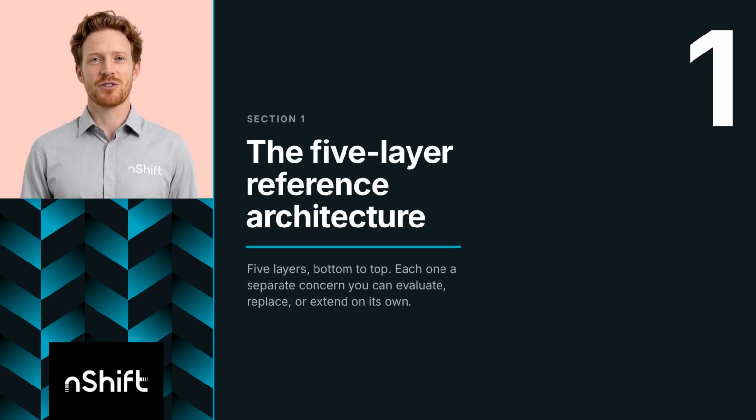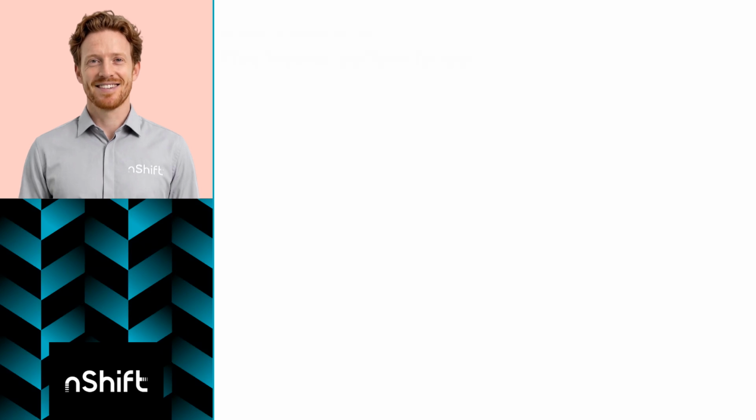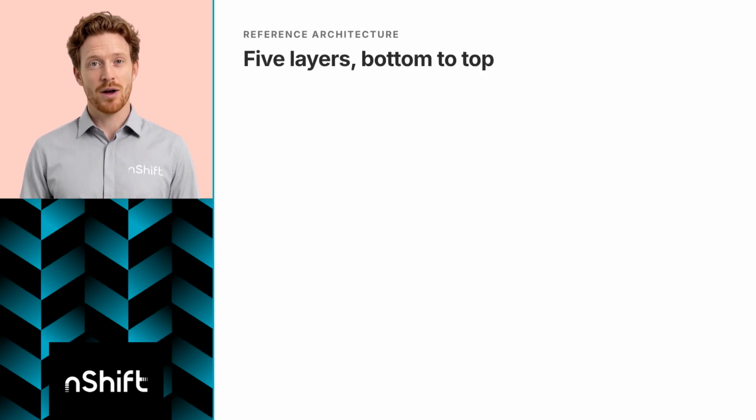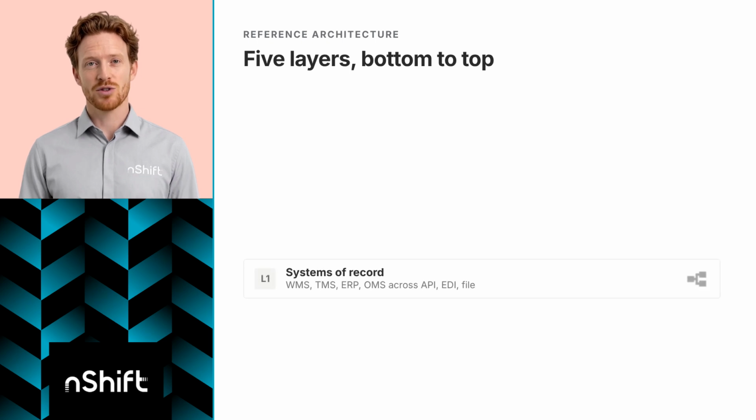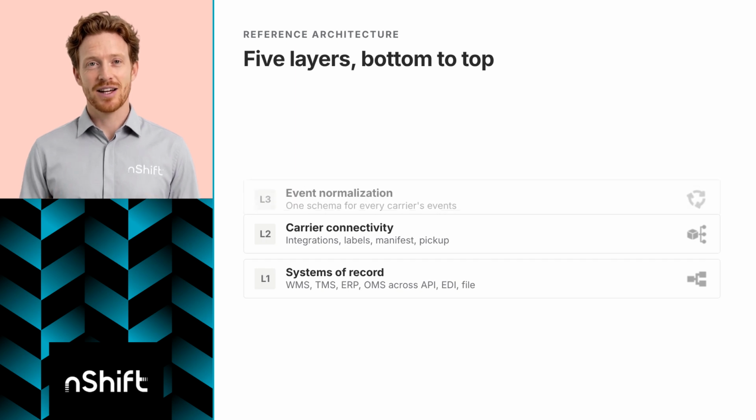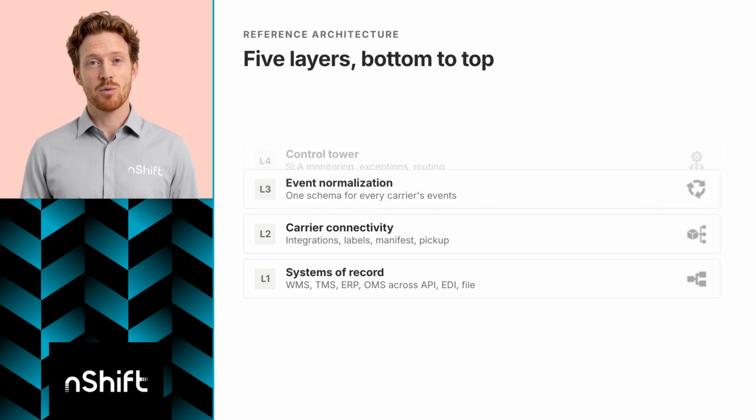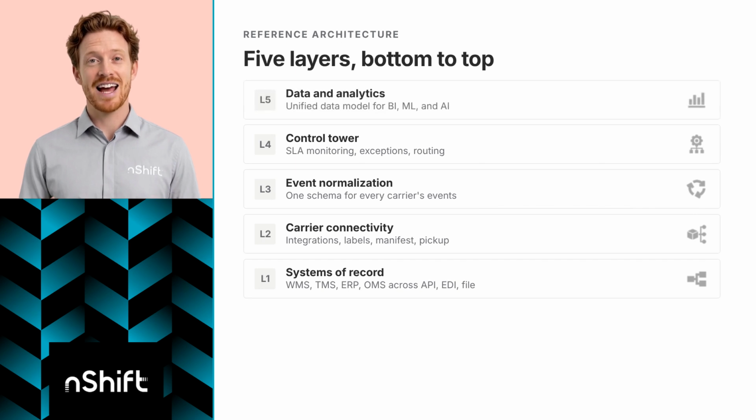The 5-layer reference architecture. 5 layers, bottom to top, each one a separate concern you can evaluate, replace, or extend on its own. The 5 layers, bottom to top, are as follows. Layer 1, your systems of record. Layer 2, carrier connectivity. Layer 3, event normalization. Layer 4, the control tower. Layer 5, data and analytics.